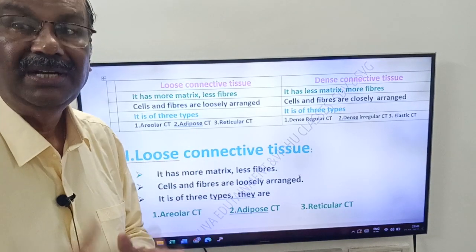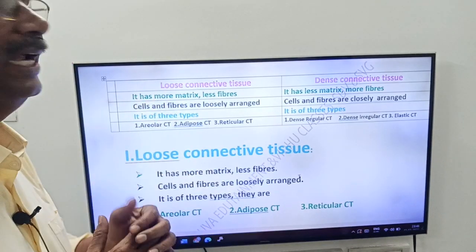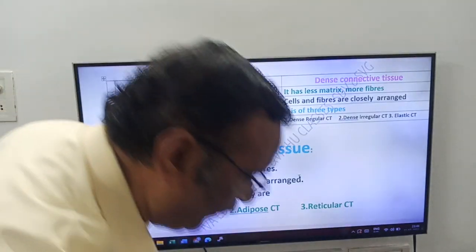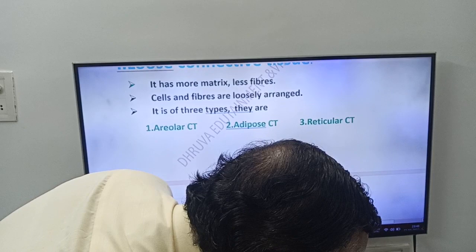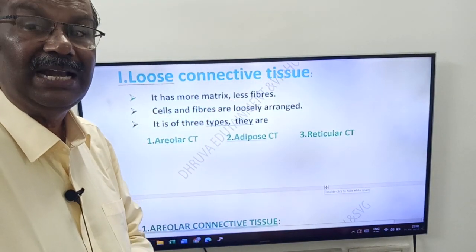Now we'll take them one by one. Come to loose connective tissue. Already you know the characters: it has more matrix and less fibers.